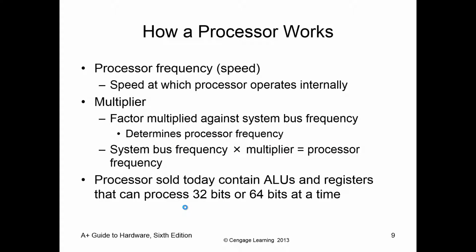So now we have to talk about the speed. And again, we've already talked about the processor speed actually being the frequency or the bus speed times the multiplier. And that's actually how we get our processor speed.